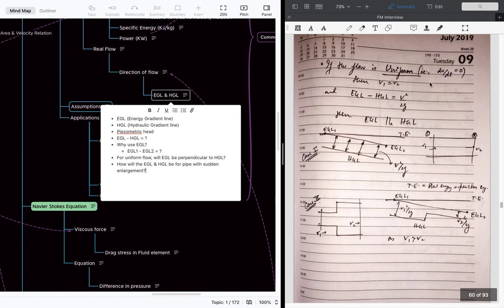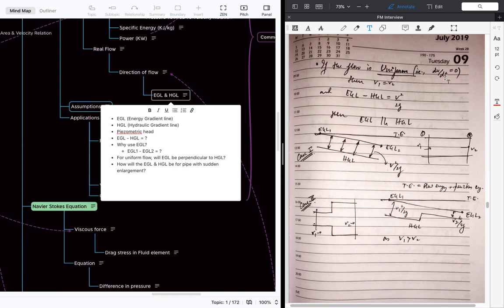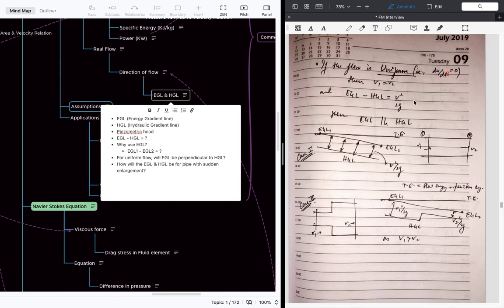And if the flow is uniform, that is what is written wrong. Uniform means the velocity doesn't change with respect to the position, and steady flow means it doesn't change with respect to the time. In that case, the velocity at two sections is the same, and the difference between the EGL, HGL, energy gradient line and hydraulic gradient line, is v squared by 2g. Both the lines will be parallel like this, and the difference will be v squared by 2g because this is the condition, v1 is equal to v2.